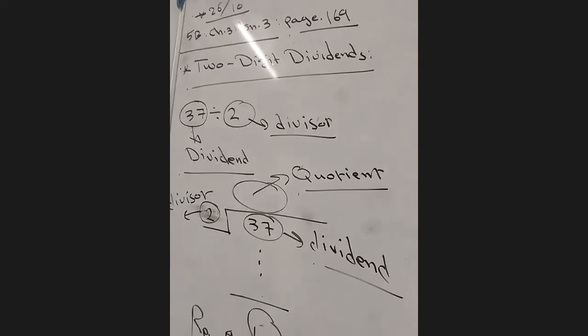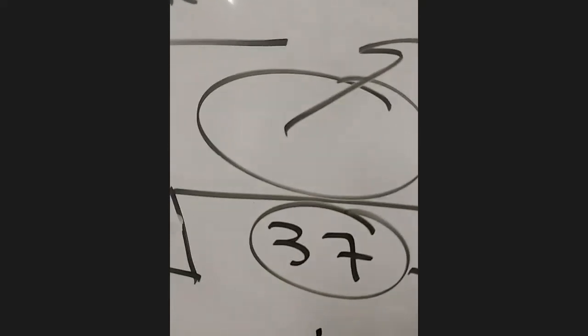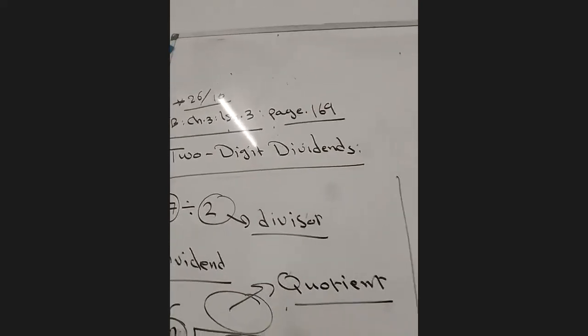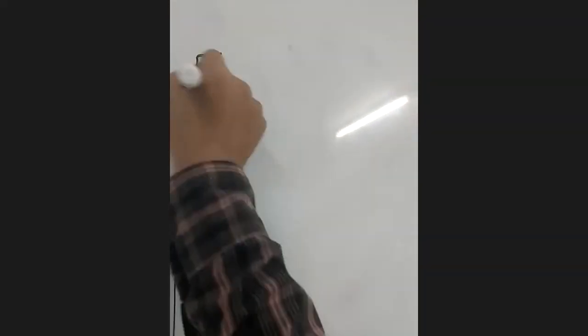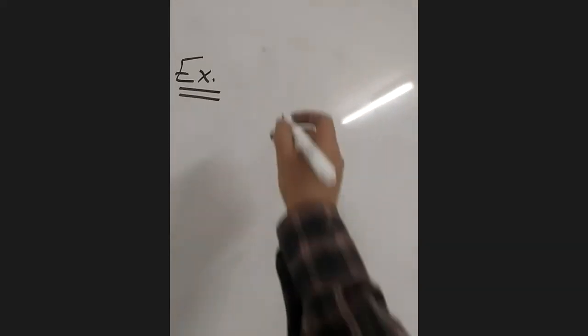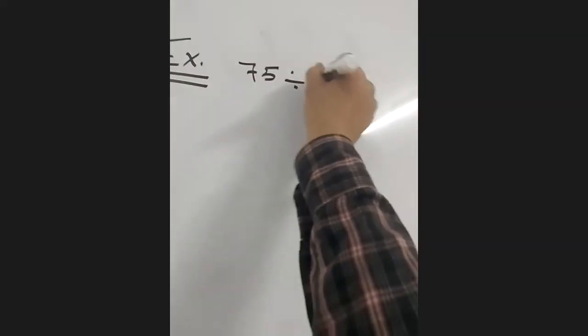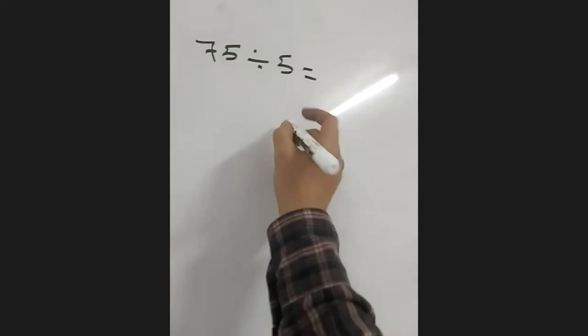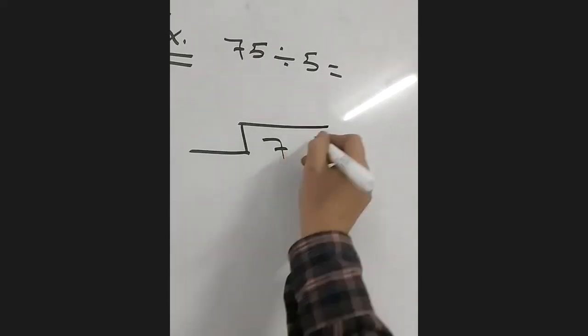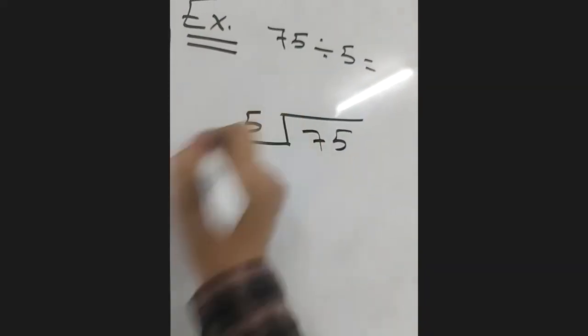Again, we are on lesson 3, page 169. Now let's take examples, guys, of how to find the 2-digit dividends divided by 1-digit divisor. For example, and please focus with me here, 75 divided by 5. We need to find the answer. What we will do, guys, down here we will make long division like this one, and the 75 will be inside and the 5 will be outside.